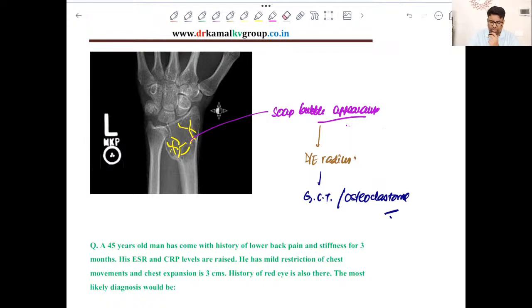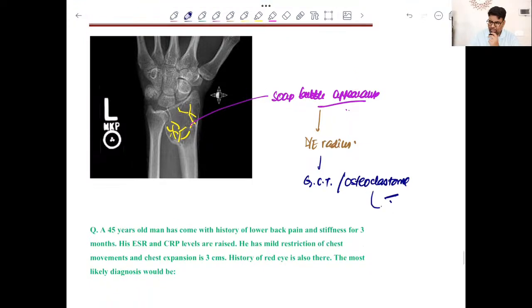Although the most common location for GCT is, any idea what is the most common location? Most common location is around the knee joint, right? So lower end femur, upper end tibia. Clear? So these are the usual common locations of GCT, but majority of the time we have seen questions in the exam mentioning the findings of radius, right? So that is one more important thing.